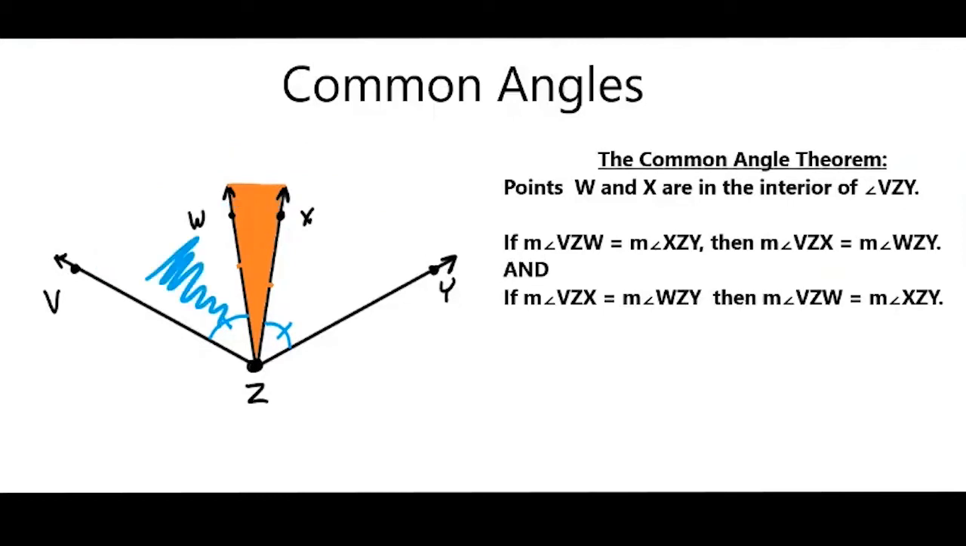If the measure of VZW is equal to the measure of XZY, this angle here, then this common angle, if you include it, means that VZX, this angle including the orange part, would then be equal to this angle here, which is WZY, including the orange part. So they overlap. And this is the common angle theorem.